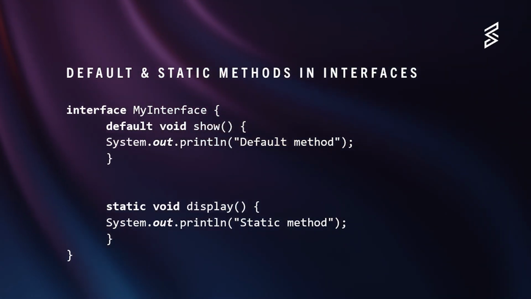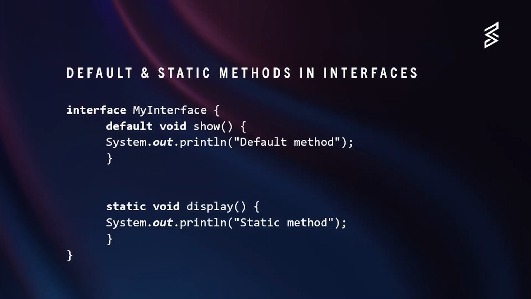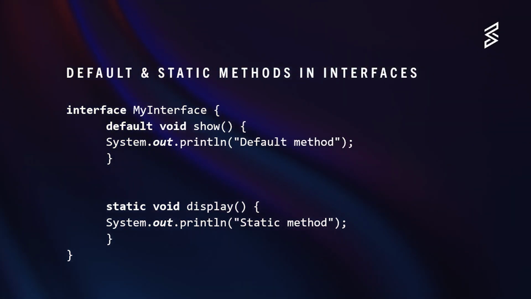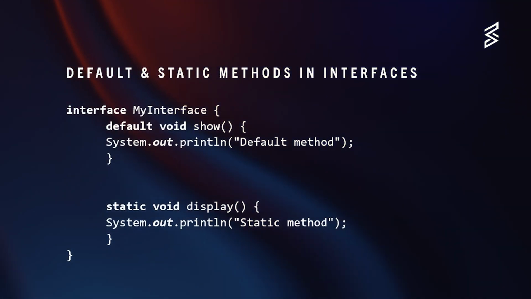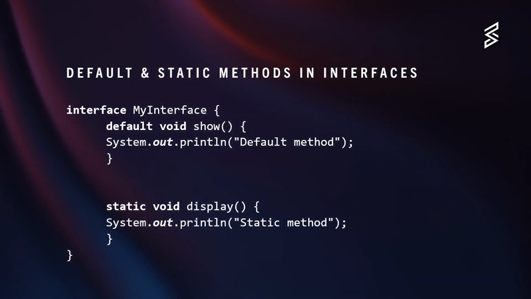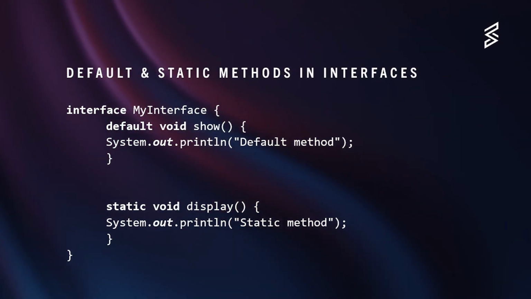Java 8 allows interfaces to have default and static methods. This enables backward compatibility while evolving interfaces. For example: default void show() { System.out.println("Default method"); } and static void display() { System.out.println("Static method"); }. Default methods can be overridden, static methods cannot.